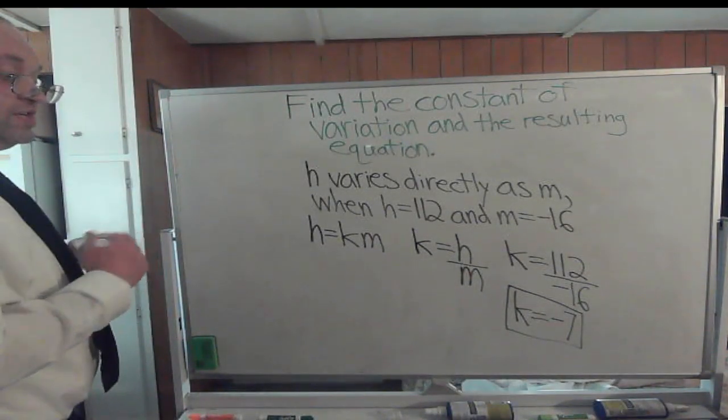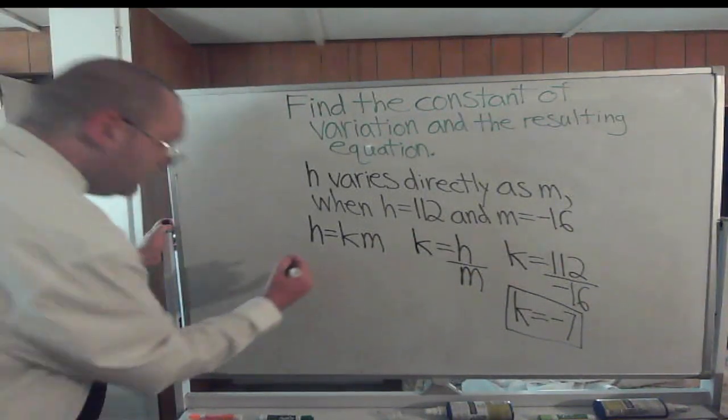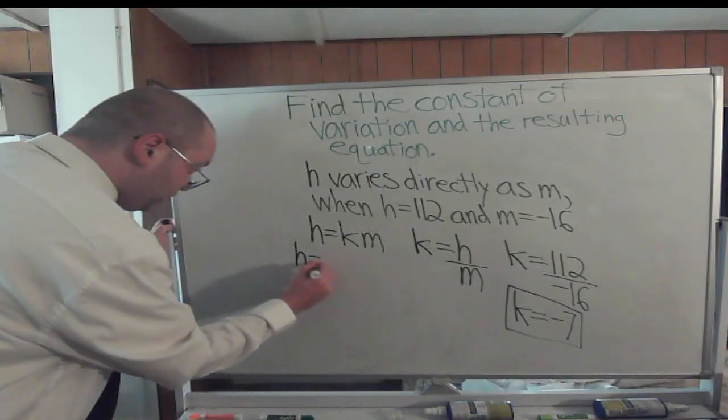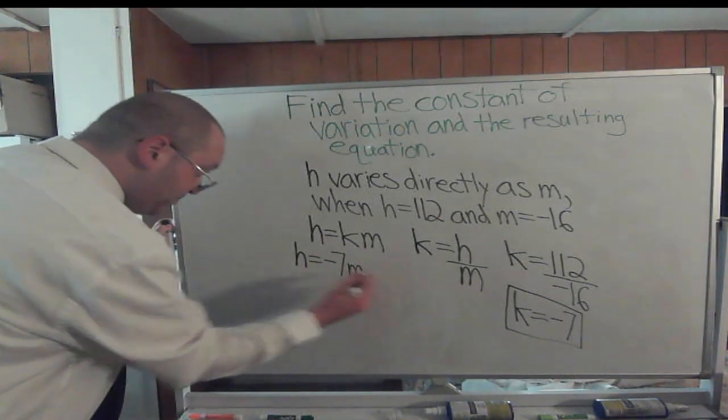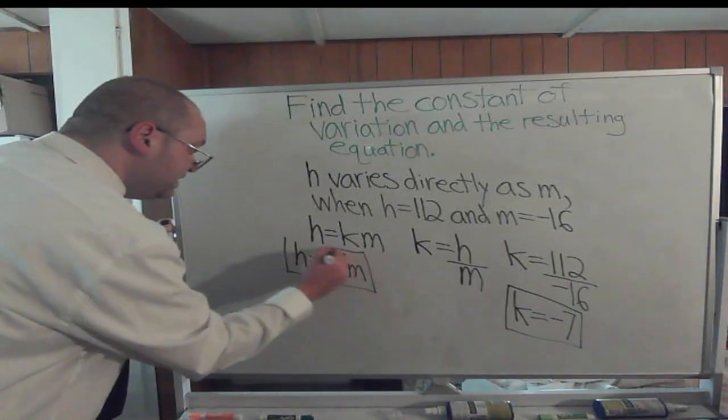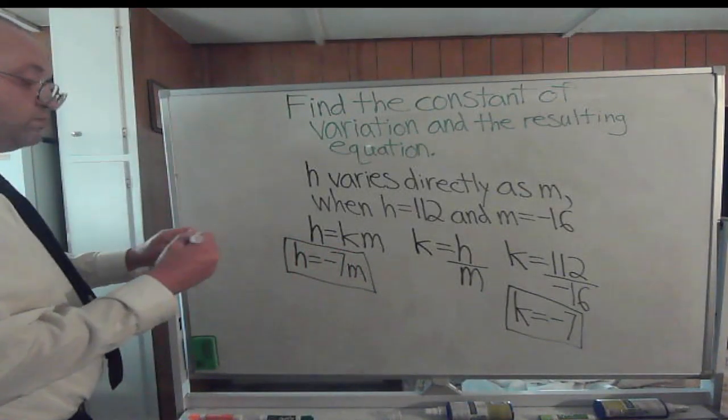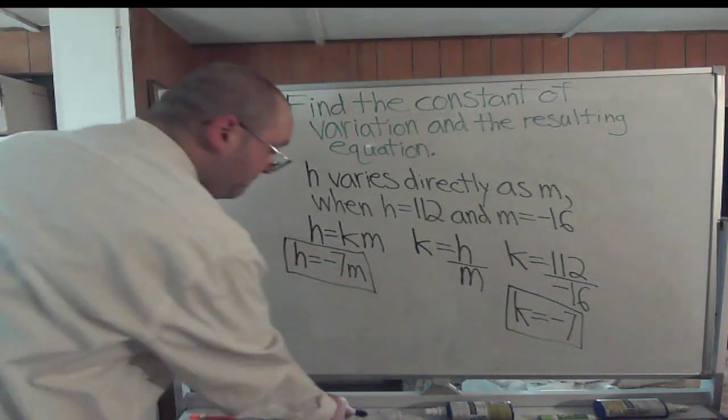Last but not least, you need to find the equation. So you keep your h, that's equal to your constant of variation of -7 times the m. So therefore the resulting equation from this is h equals -7m.